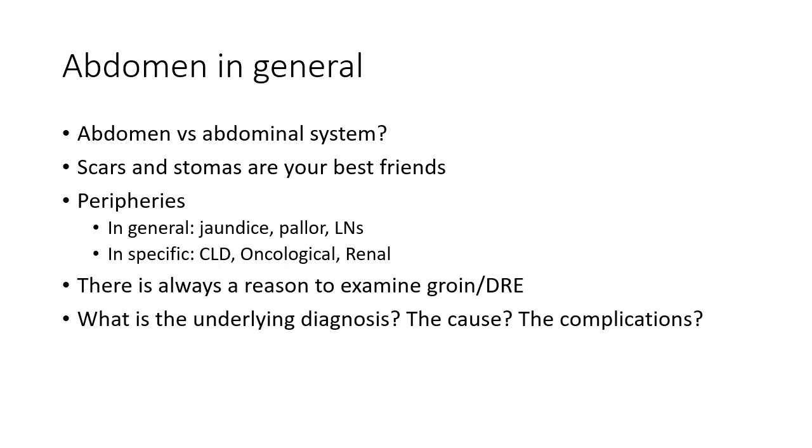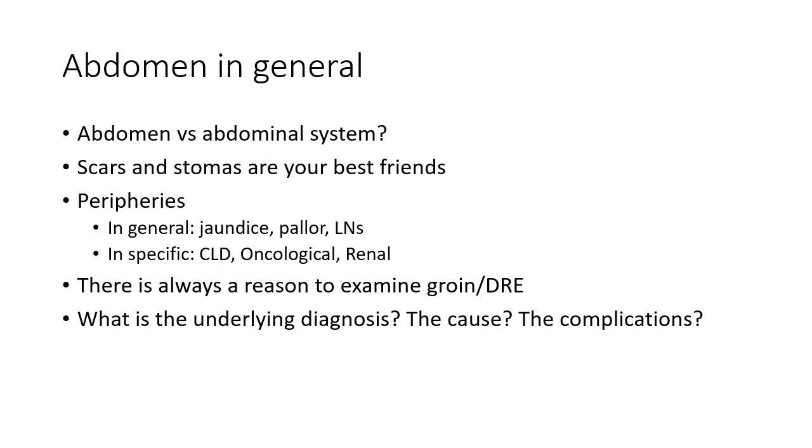So just a word in general for the abdominal examination. Always pay attention to the stem. If the stem says to examine the abdomen, then you would start with the abdomen. And if it says to examine the abdominal system, then it is your choice to decide if you want to start with the abdomen or the peripheries. Understand that scars and stomas on the abdomen are your best friends in the surgery exam.